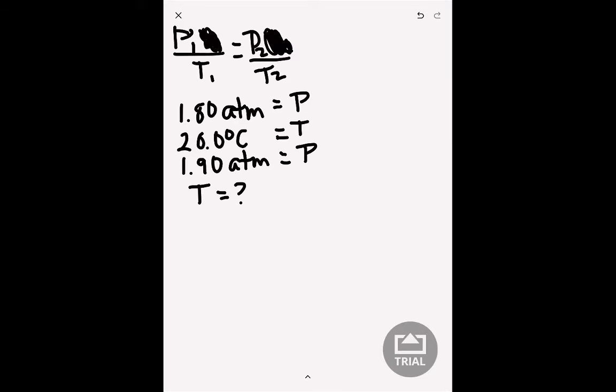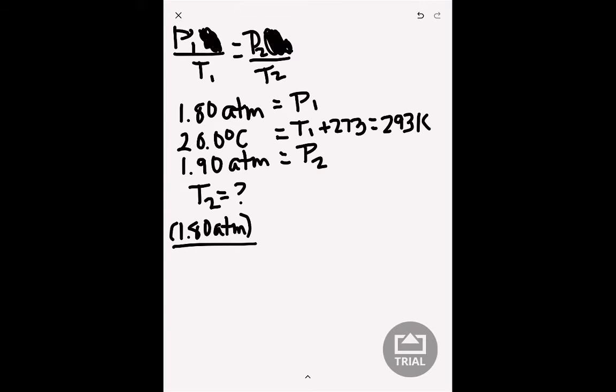Now, it says the pressure in the truck tire was 1.80 atmospheres when the temperature was 20. So we're going to say this is P1 and T1, this is P2, and we're solving for T2. So P1, then we're going to substitute these numbers in: 1.80 atmospheres over, oh, wait a minute. Before we do that, we've got to change this 20 degrees to Kelvin. So we add 273, and that gives us 293 K.